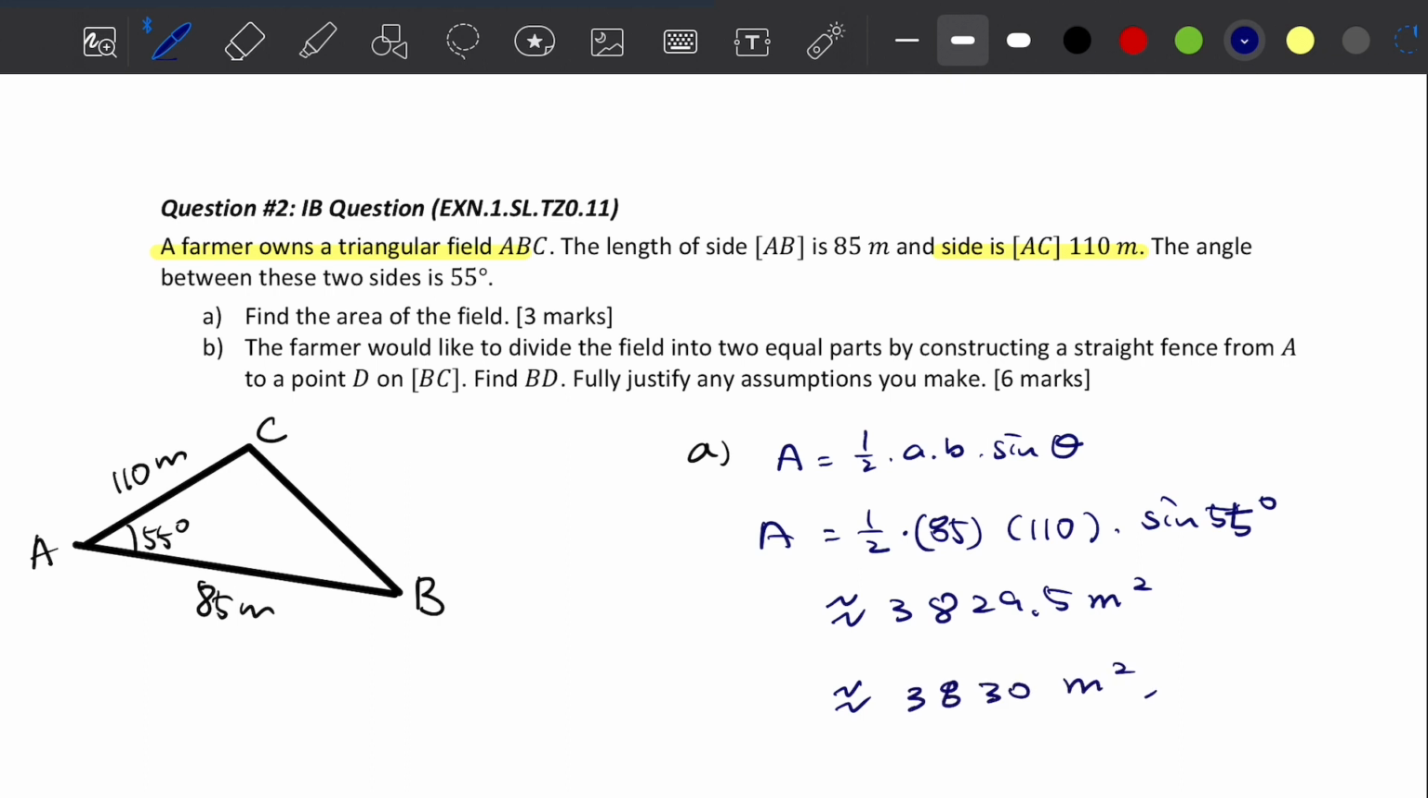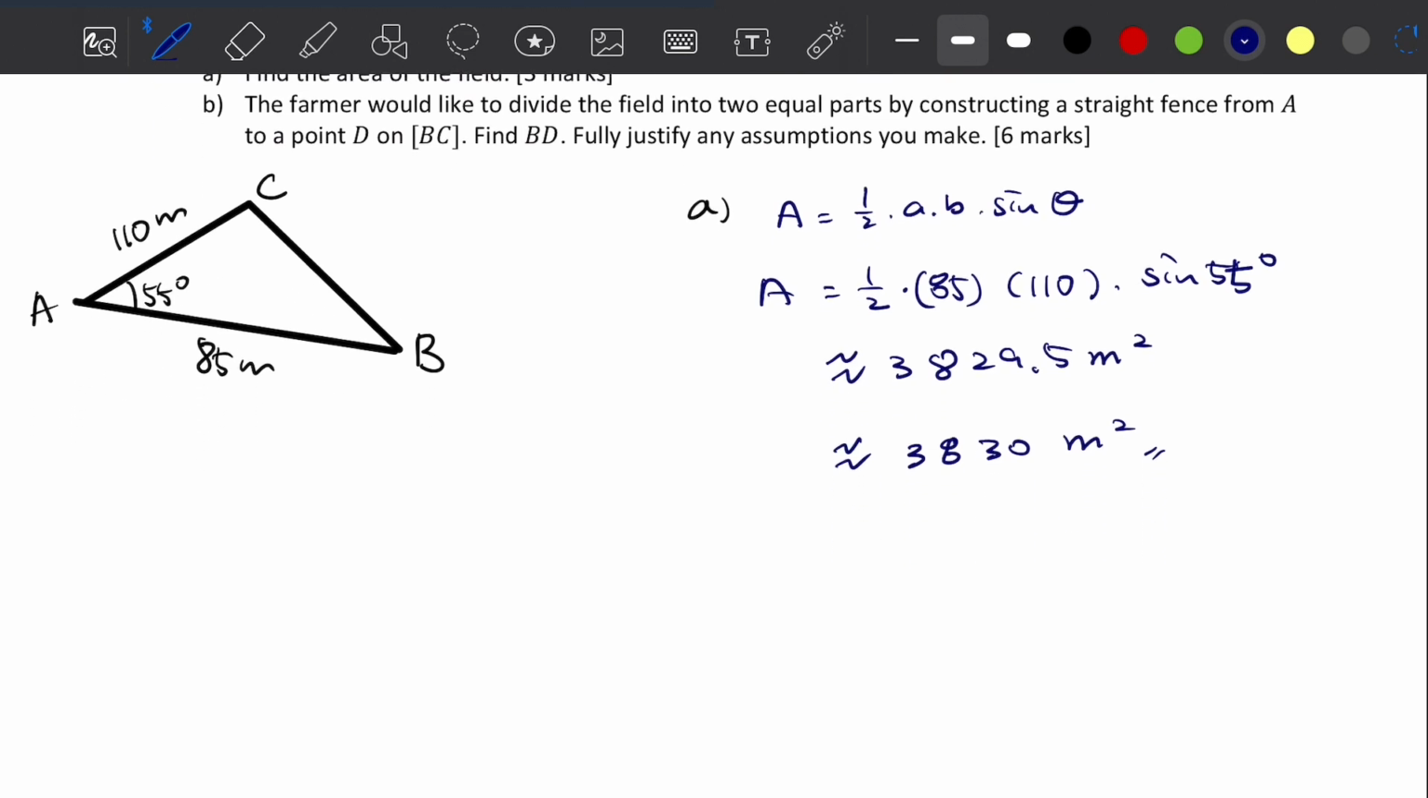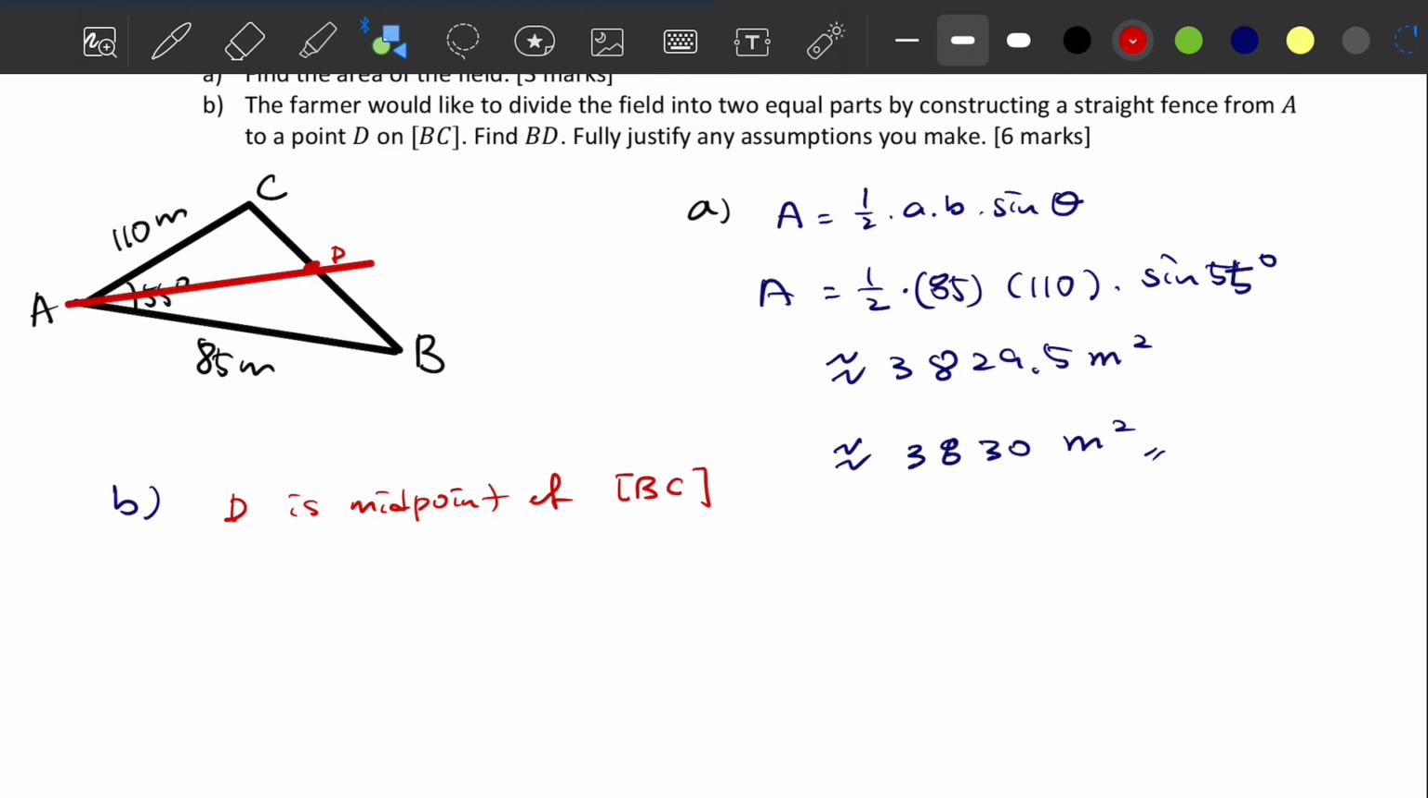So it's approximately 3,830 square meters. Then question B: the farmer would like to divide the field into two equal parts by constructing a straight fence from point A to a point D on the line BC. We need to fully justify any assumptions that we are making. So the assumption that I'm going to make is that if I choose a point D here, it is the midpoint of the line BC. So if I draw a line from point D to point A, it divides the triangle equally.